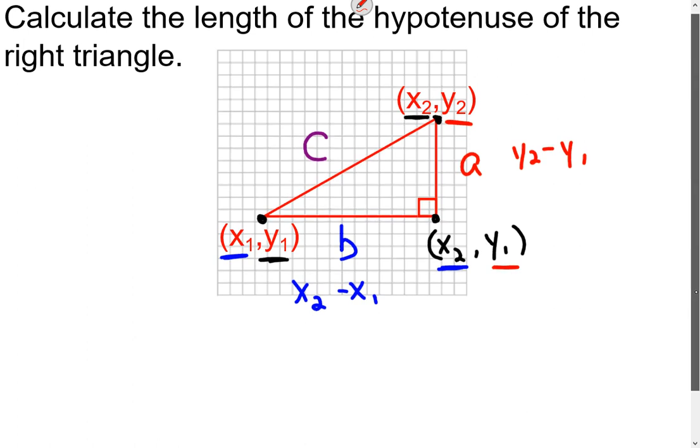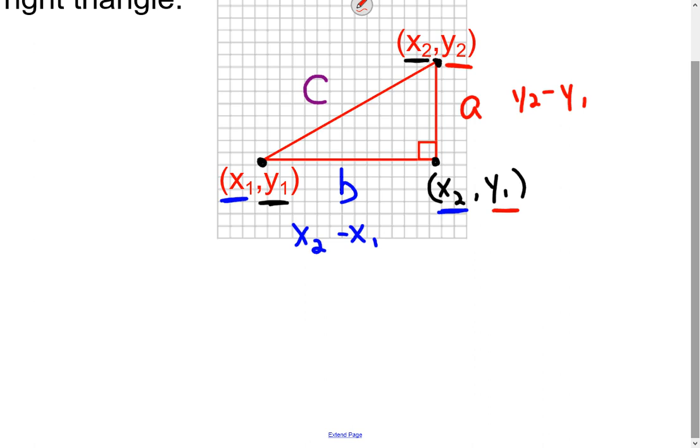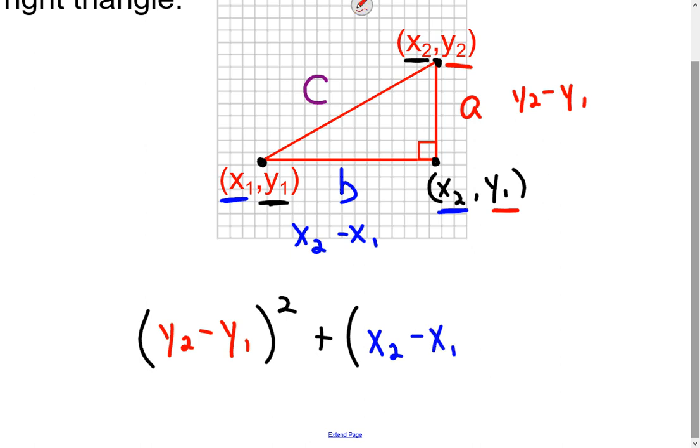So now I go back to the Pythagorean theorem. A squared, well in this case, my a is y2 minus y1. So I have to square that, remember. Pythagorean theorem says a and then square it. Plus, now I have to have b. Well, my b in this case is x2 minus x1. And then I have to, oops, wrong color. I have to square it, and that's going to equal the hypotenuse, which is c, but then I have to square it.